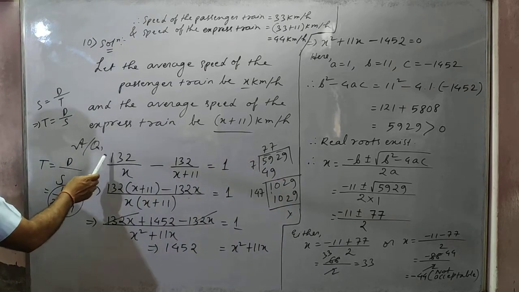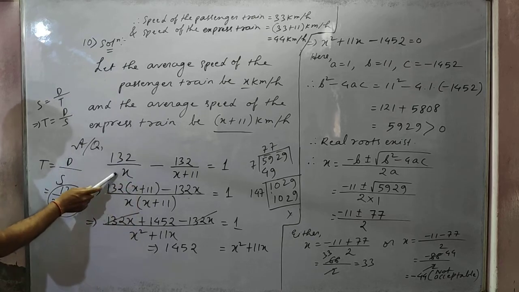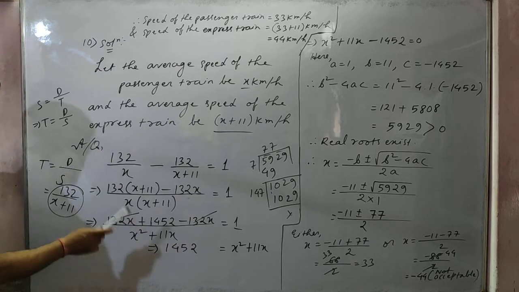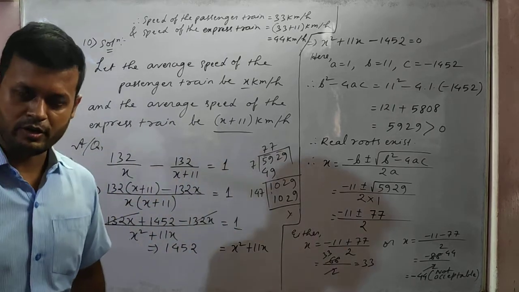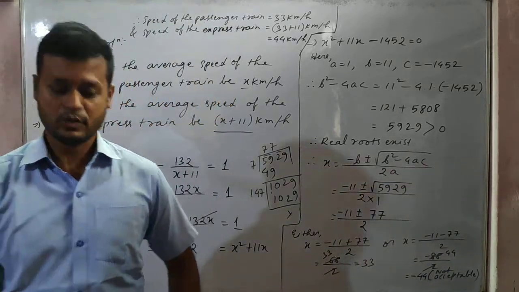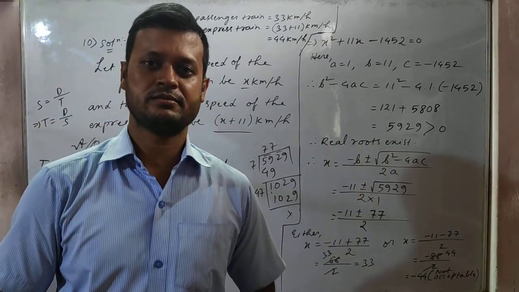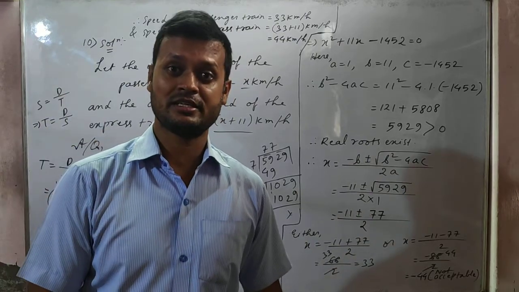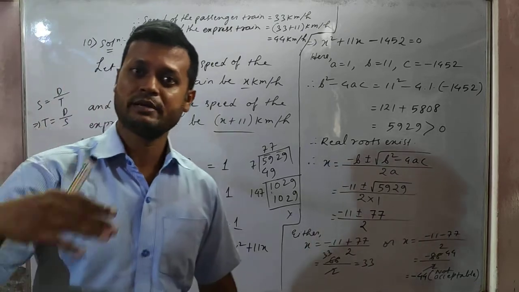So I wrote here, this is the time taken by the passenger train: 132 by x. Time taken by the express train is 132 by x plus 11. If I subtract both times, I will get 1, no? Because the passenger train takes 1 hour more than the express train. In the question itself it is said that the express train takes 1 hour less than the passenger train. That means the express train is fast, so it will travel quickly, and the passenger train will take more time, no?